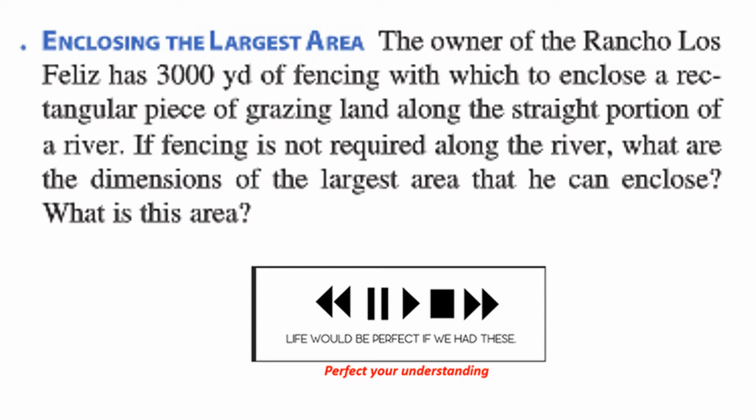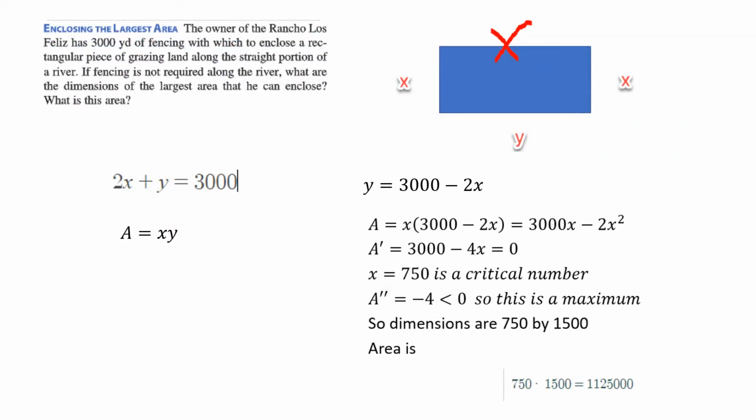Let's see how you did. Well, this problem is different than our first problem because we don't have to have this side. So you see the 3,000 yards are going to be x and y, the way I drew my picture. So this is our constraint. So 2x plus y is 3,000. That means that y is 3,000 minus 2x.